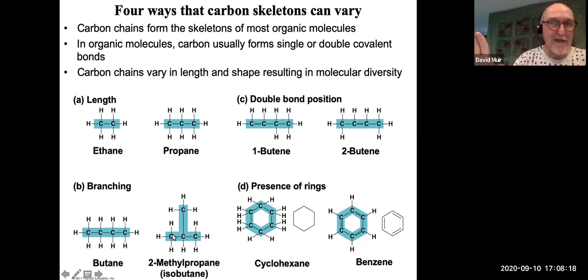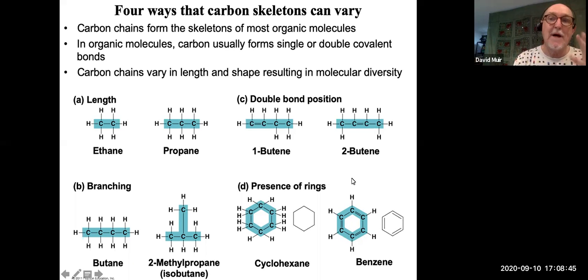You don't need to remember the names. It's just to show you it gets a different name. It has a completely different structure, but if you count up the carbons, 1, 2, 3, 4, and you count up all the hydrogens, you'll find they're just the same number of carbons, same number of hydrogens in both, completely different compounds, completely different kind of behavior, because the shape is different.